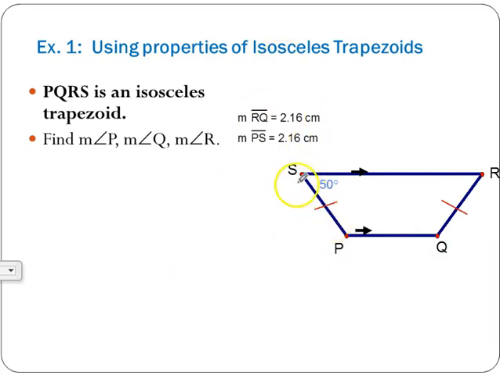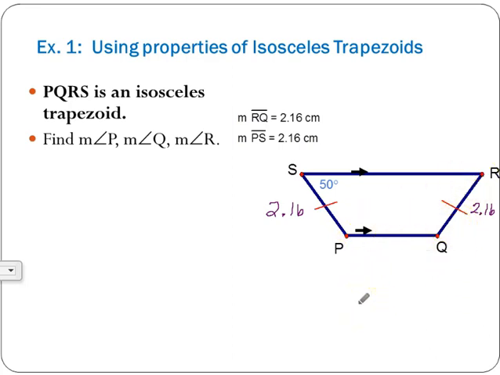We are given that side RQ is 2.16, so I'm going to go ahead and label that. This side here is 2.16, and this side over here also has to be 2.16 because we know those sides are congruent. We're also given this angle here. The angle S is 50 degrees. And the task is that we need to find the remaining angle measurements, every other missing angle.